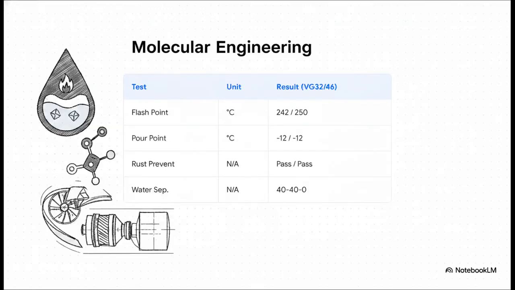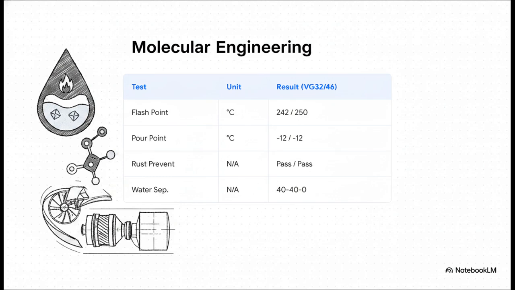So, the crucial point is that you can really see this molecular engineering at work in these extreme test characteristics. The flash point, which is the temperature where the oil vaporizes and can ignite, is a staggering 242 to 250 degrees Celsius. Conversely, its pour point is -12 degrees. It perfectly passes rust prevention, and its water separation test results in a perfect 40-40-0 score. That means it rapidly separates from water, which is absolutely critical for steam and water turbines to prevent emulsion.